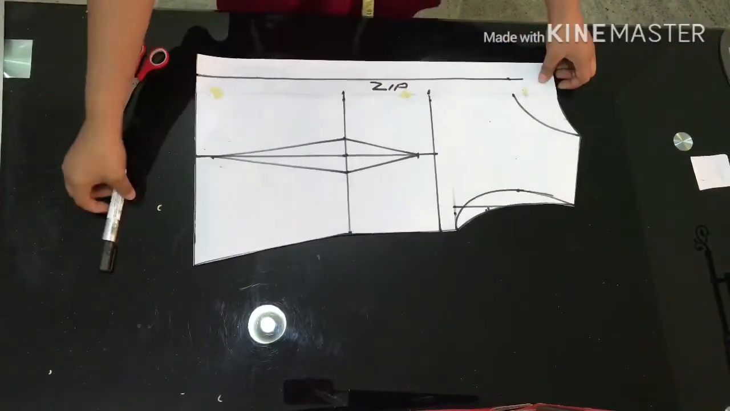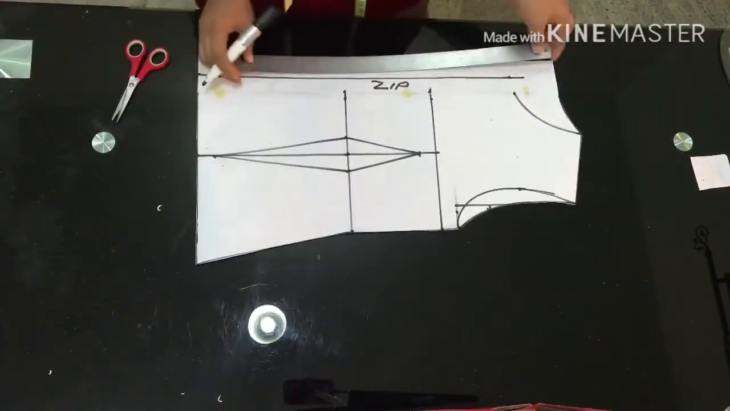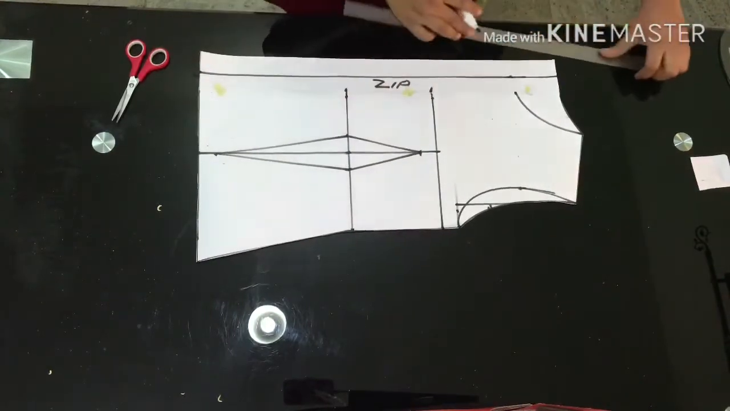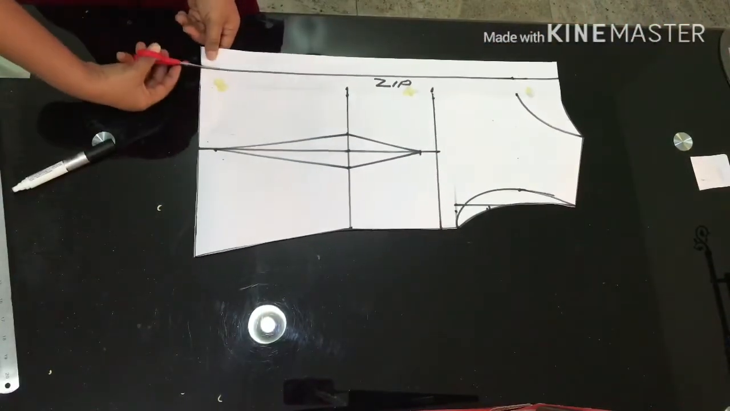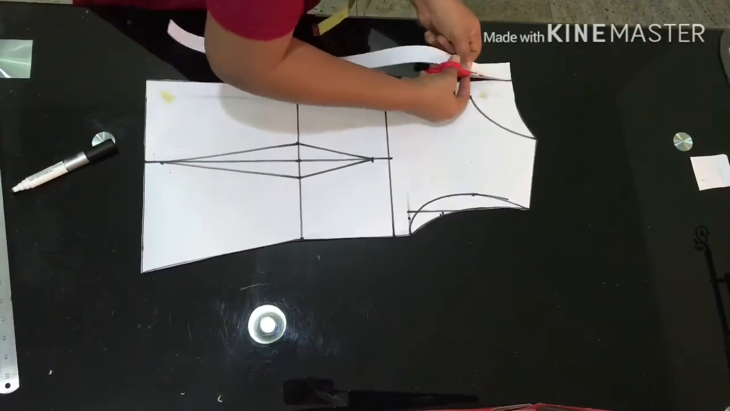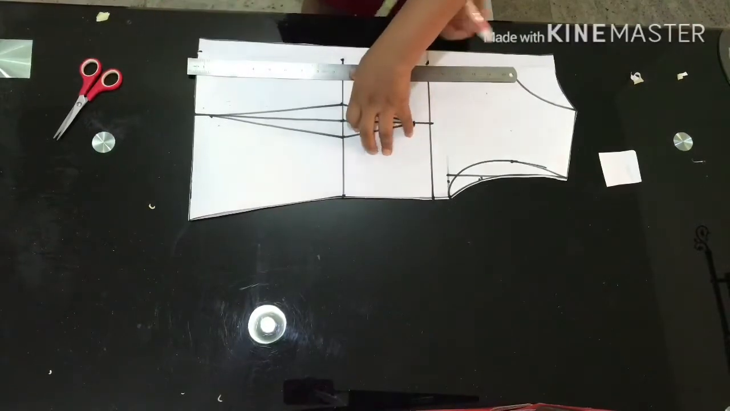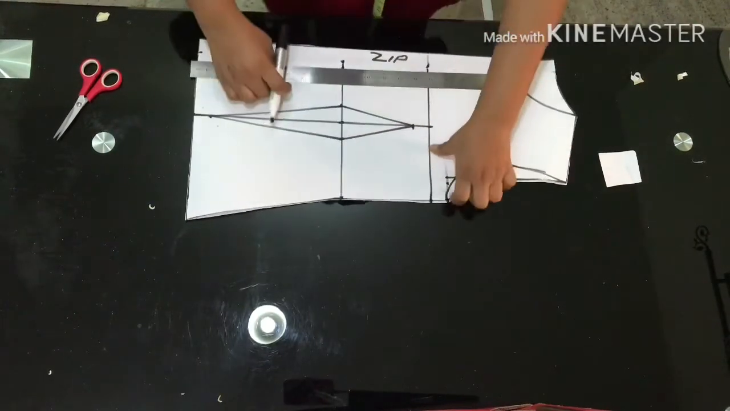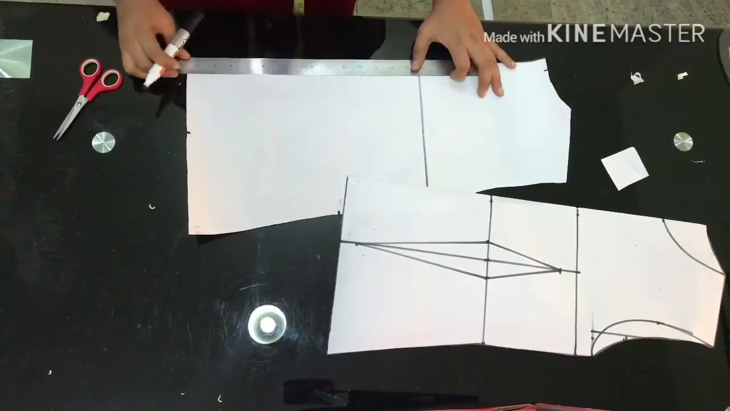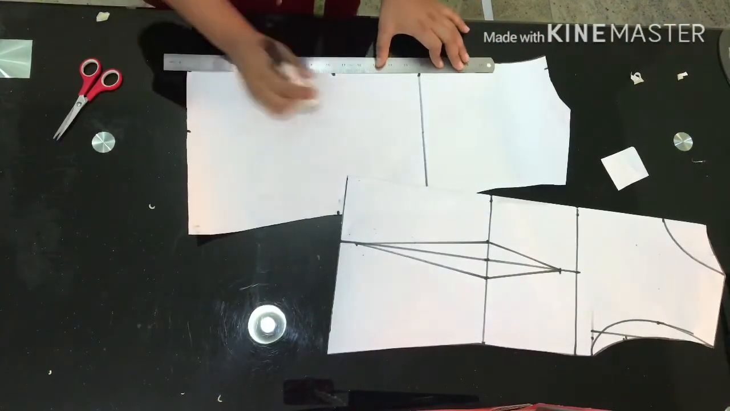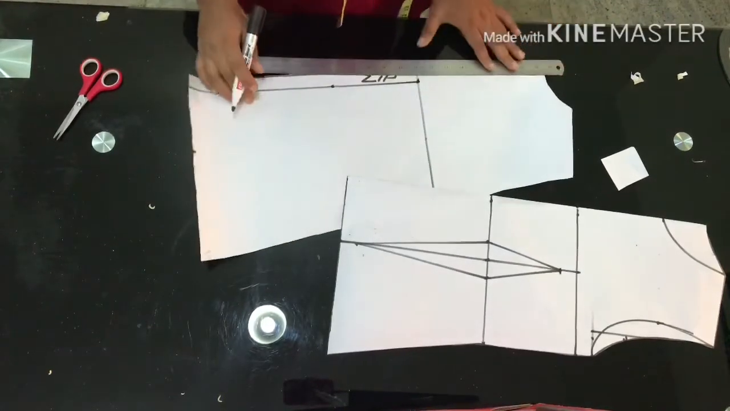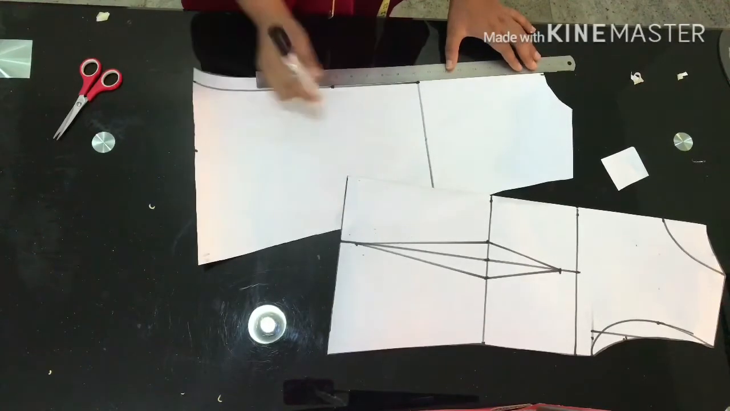Okay, so once that is done, I should have extended this some more, especially the back. So once that is done, go ahead, cut this out. Okay, so from this point, just that 1 inch, mark it, glue downwards.